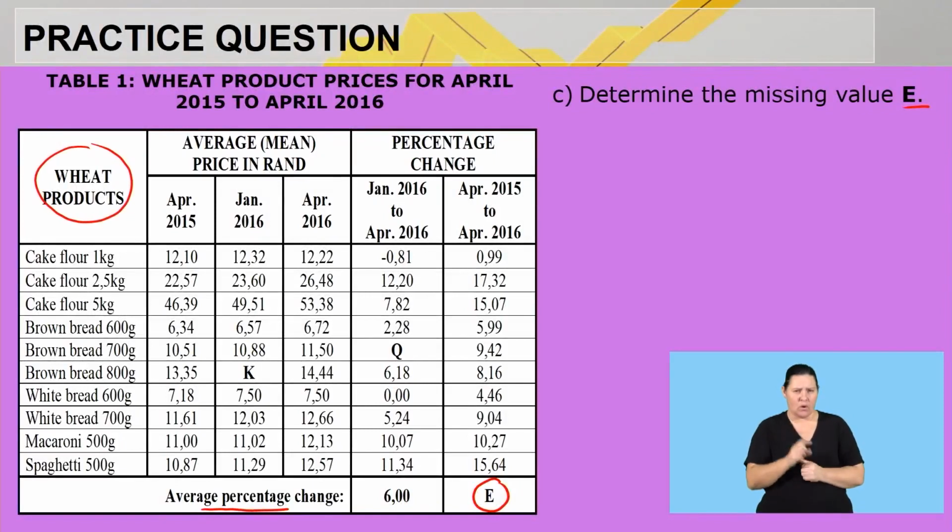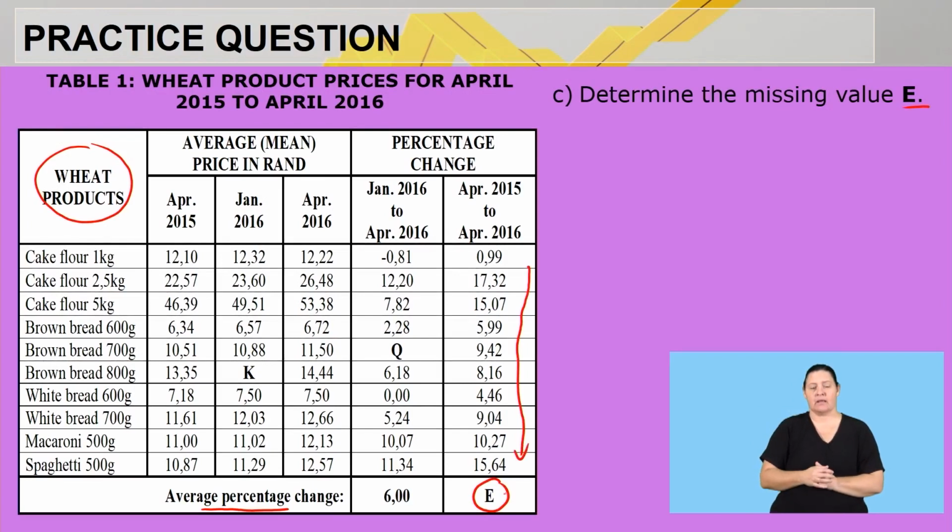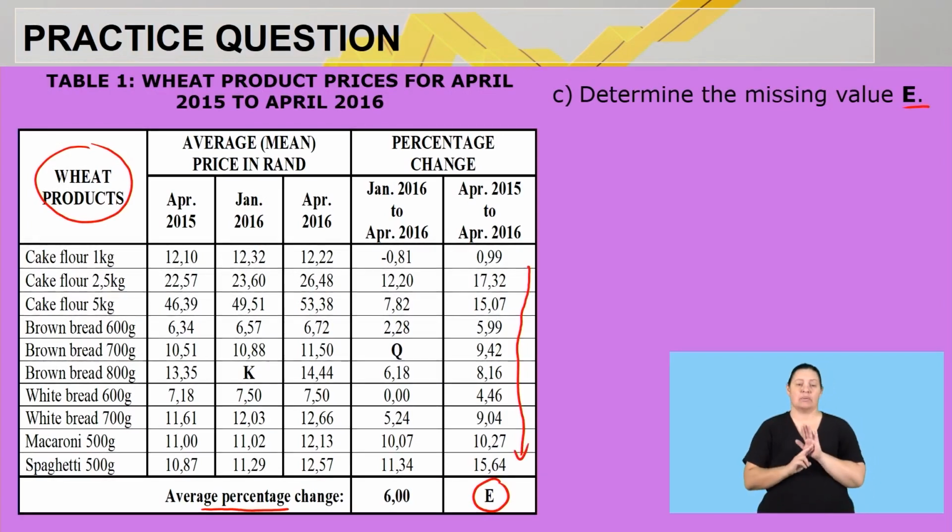Quick question, how do I determine the average again? Good. So basically, I take the sum total, meaning I add all the numbers together, divided by the amount of entries. So let's see how many wheat products I have. It's 1, 2, 3, 4, 5, 6, 7, 8, 9, 10. We have 10 products here, wheat products, and I'm working with percentage, the average percentage change. So this is the missing value I'll be looking for here, which is represented by E.